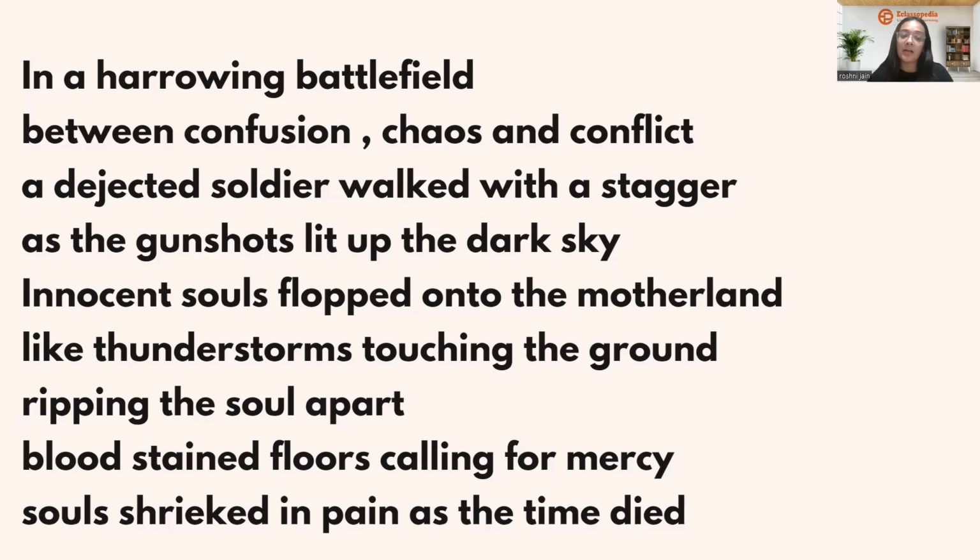Ripping the soul apart, blood-stained floors calling for mercy, soul shrieked in pain as the time died. Now these floors that were filled with blood were calling for compassion, they were calling for mercy, because there were some people who were still taking their last breath. They still had some hope left in their mind because they wanted to be alive.